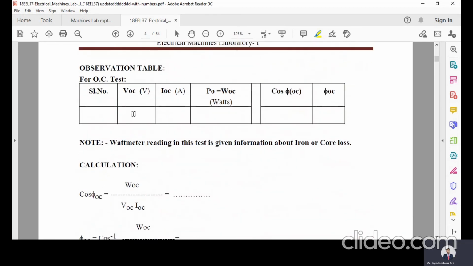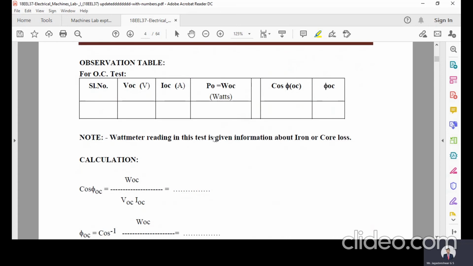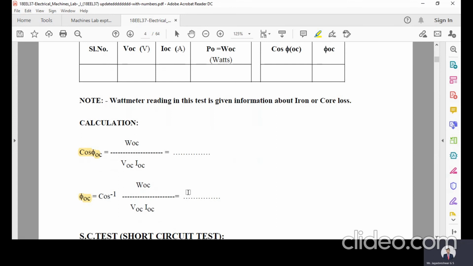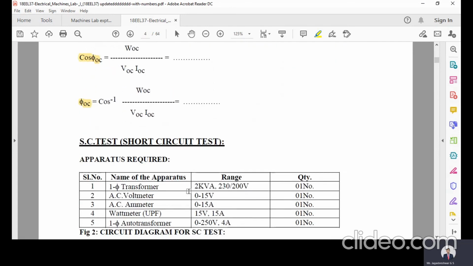Here you can make a note of VOC, IOC and no load power. So that is P naught. So using this V naught, I naught and P naught, we can calculate the cos phi naught, then the angle can be calculated. Okay. Let us see the short circuit test.